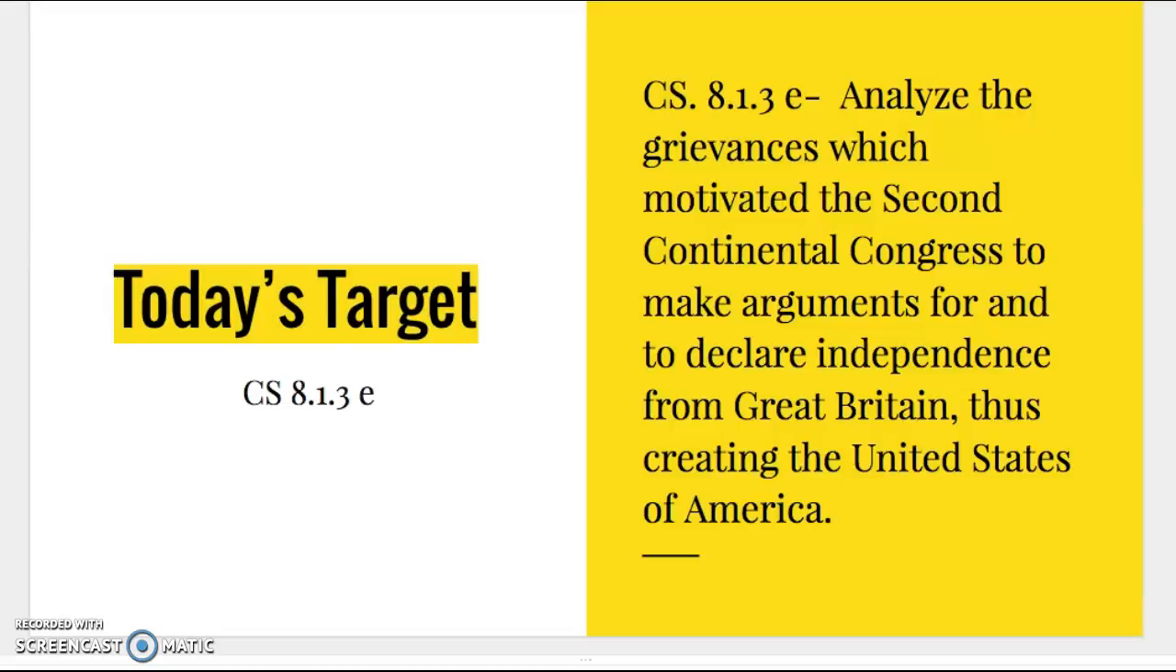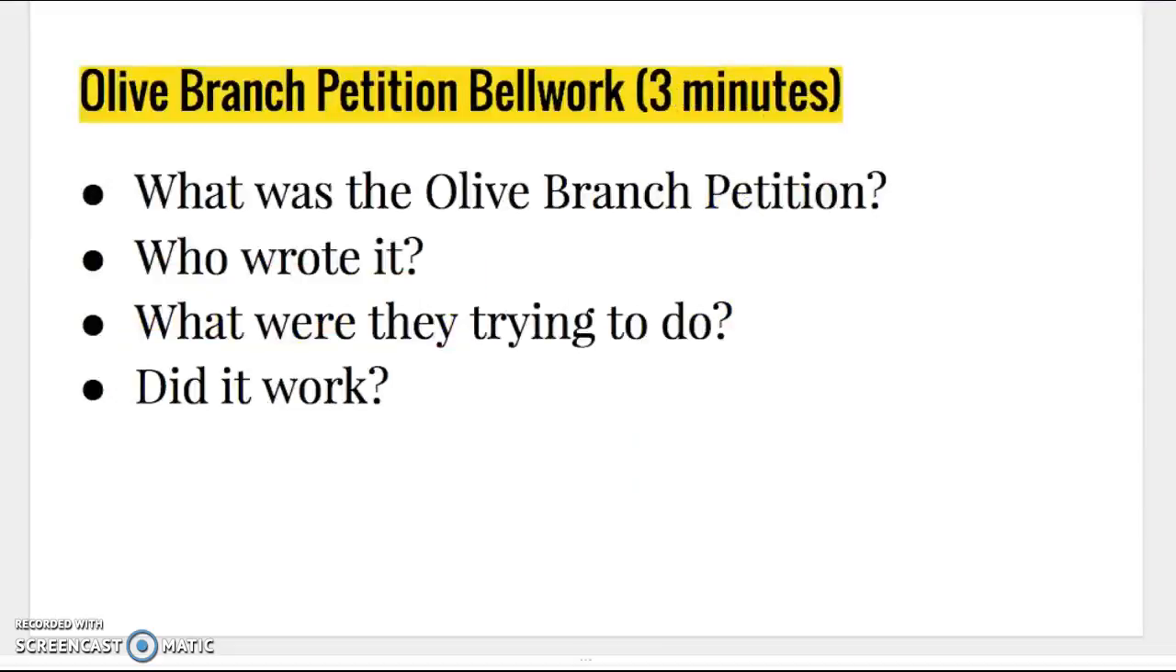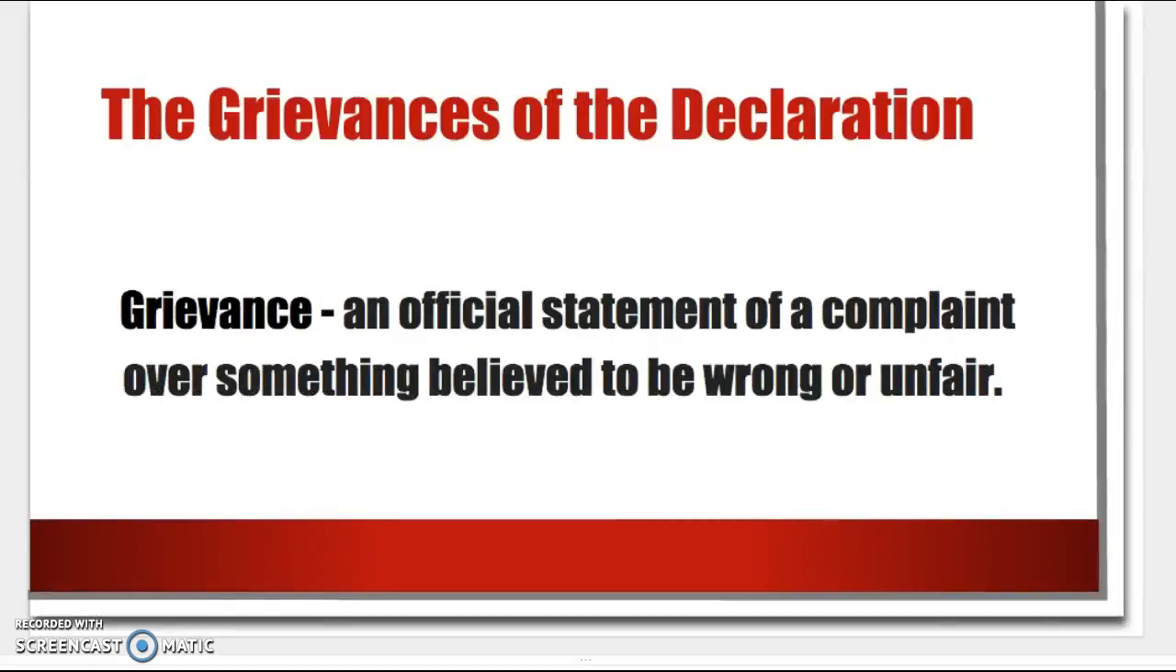So we're going to talk about the grievances which motivated the Second Continental Congress to make arguments for and declare independence from Britain. The first thing you need to understand is that the Declaration of Independence, if you look it up in any history textbook, is divided into 4 separate sections. Those 4 sections list out the 4 separate parts of the Declaration of Independence. The one that we're dealing with today is the one that deals with the grievances of the colonists.